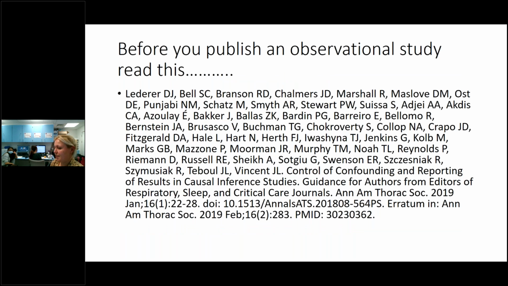This is the paper that all of this has come from. Anyone can have the slide, and it's been recorded. So have a read of that if you want more detail.